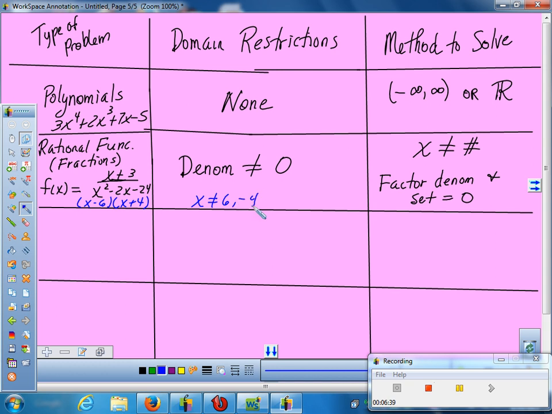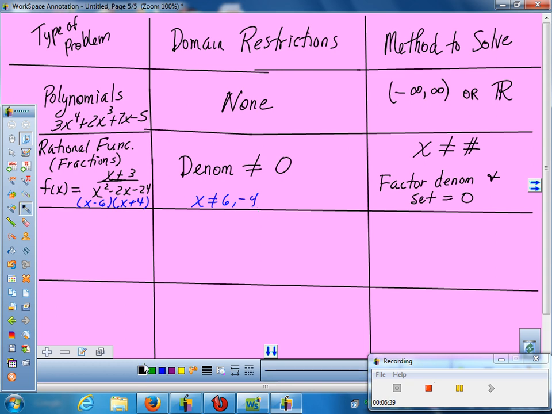We could write that as interval notation, but who wants to write negative infinity to -4, union with -4 to 6, union with 6 to infinity? That's insane. If it's just a couple numbers we don't want, we just write x can't be those numbers and call it good. So, fractions, no zeros on the bottom.